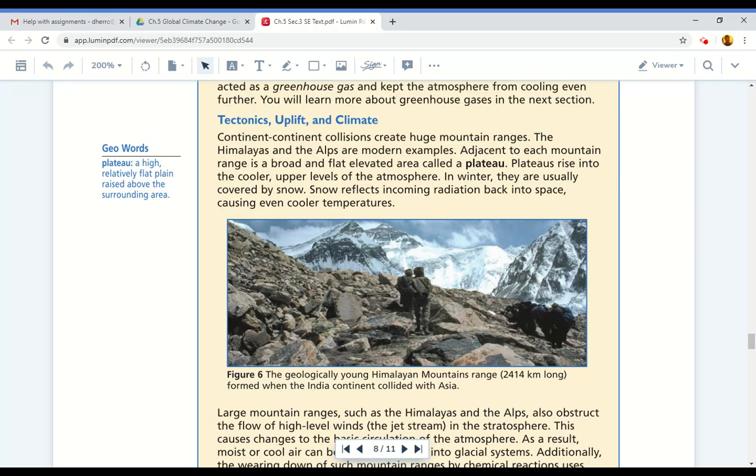Tectonics, uplift, and climate. Continent-to-continent collisions create huge mountain ranges. The Himalayas and the Alps are modern examples. Adjacent to each mountain range is a broad and flat elevated area called a plateau. Plateaus rise into the cooler upper levels of the atmosphere. In winter, they are usually covered by snow. Snow reflects incoming radiation back into space, causing even cooler temperatures.